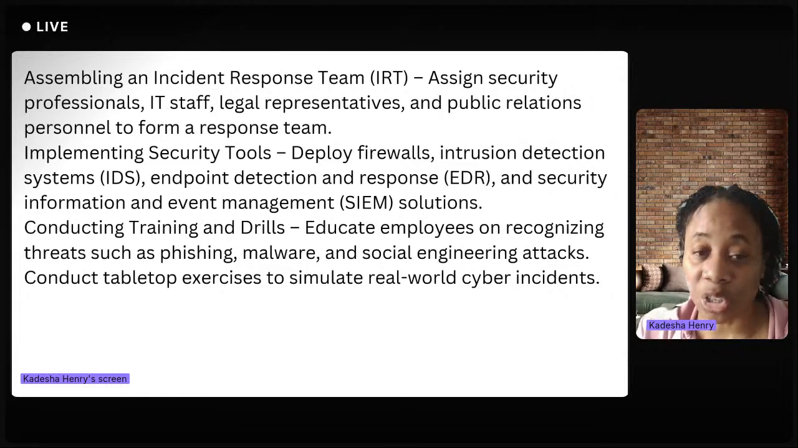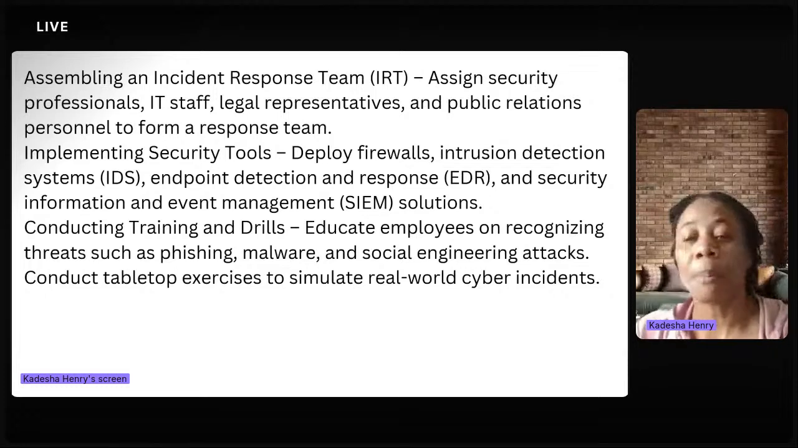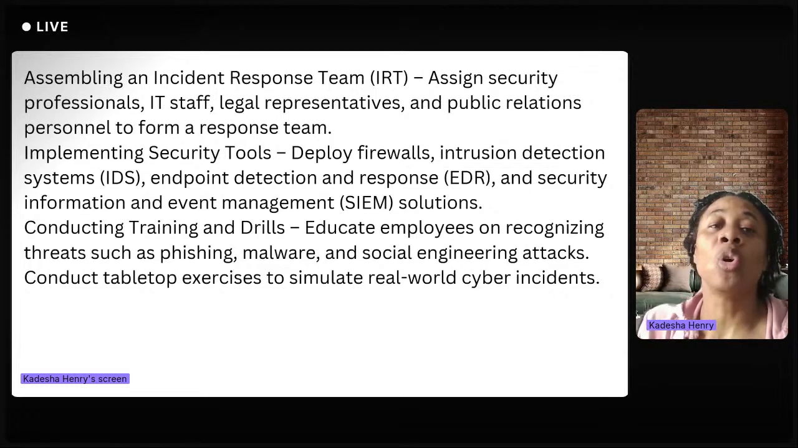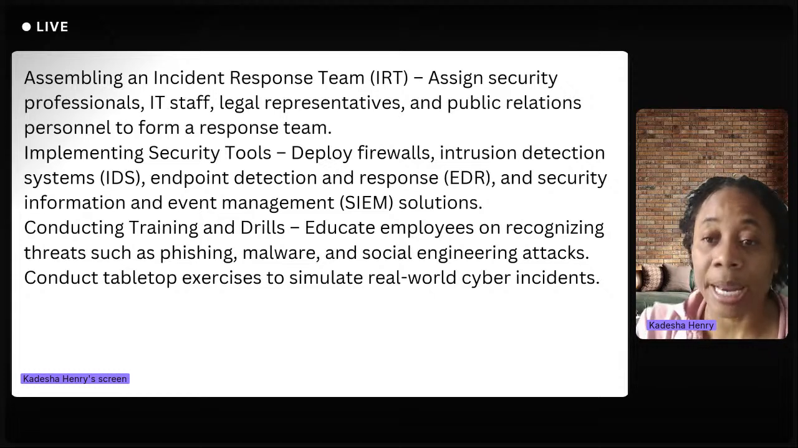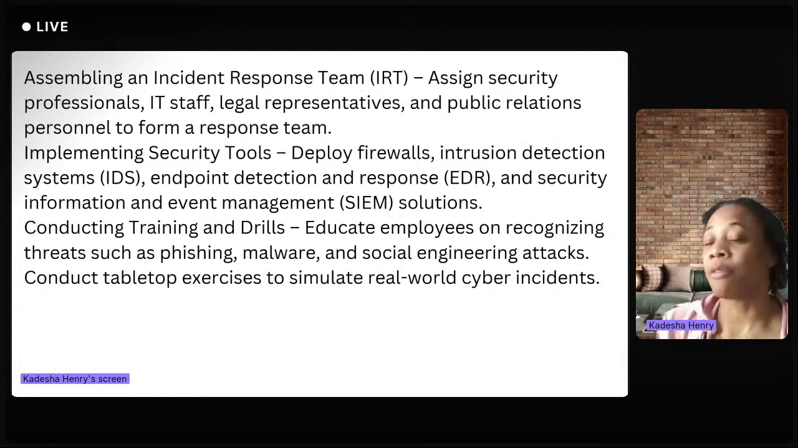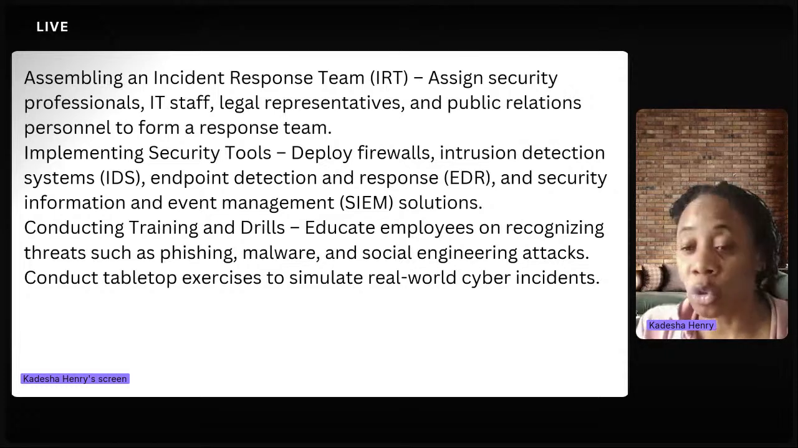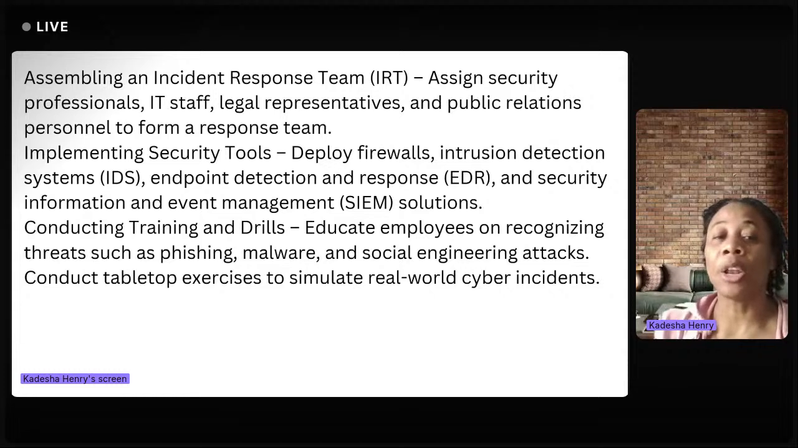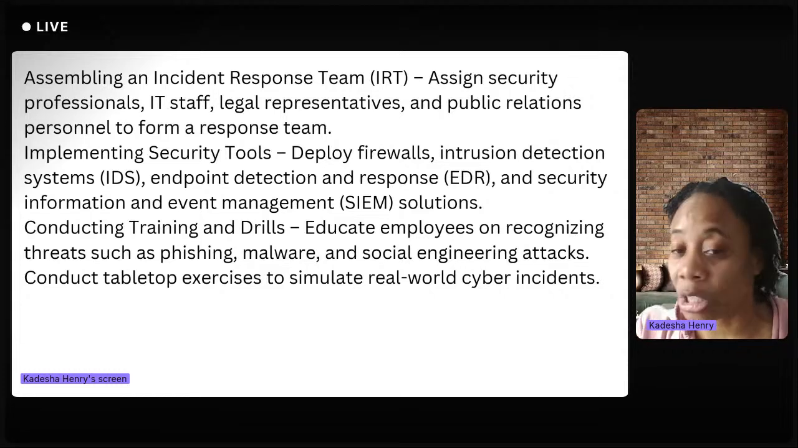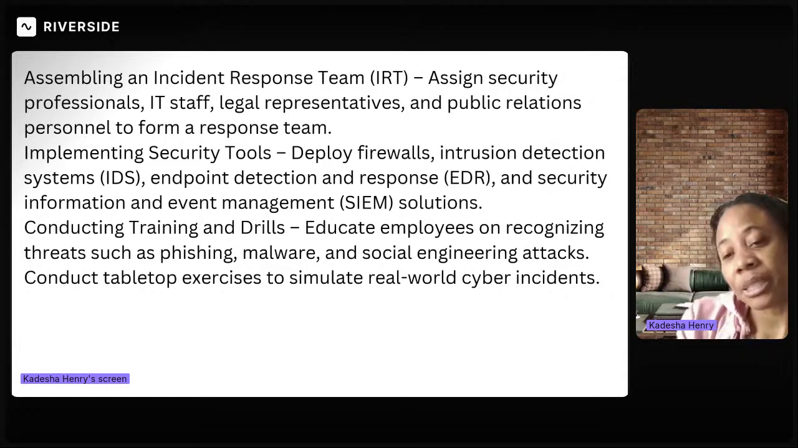Implementing the security tools. Here each department or people who are part of the team will know who is responsible for deploying all of those or implementing them. Deploying the firewall, deploying the intrusion detection, doing the endpoint detection and response. Who is responsible for all of that? Who is going to do it?